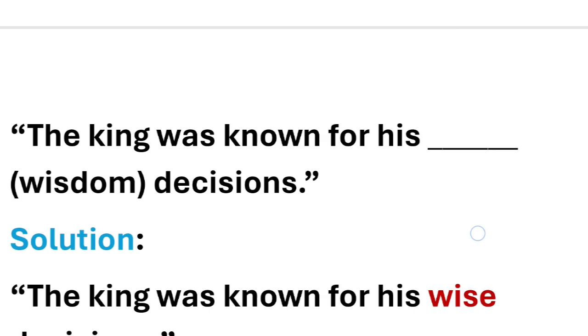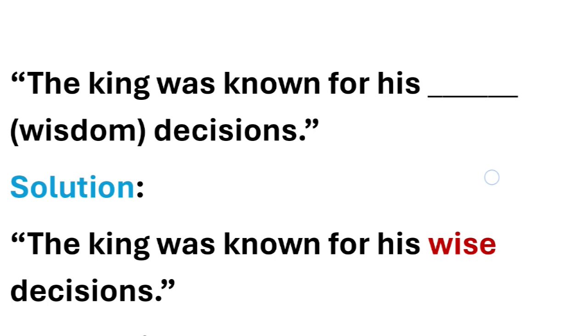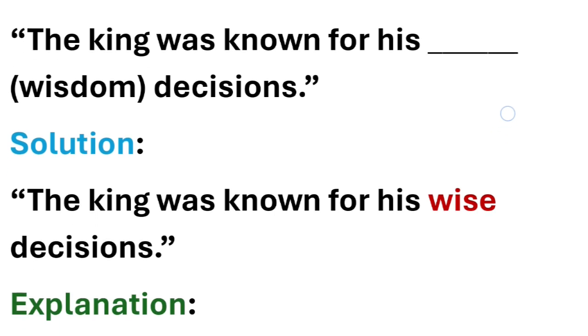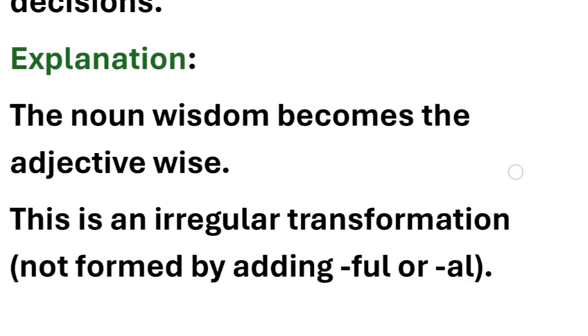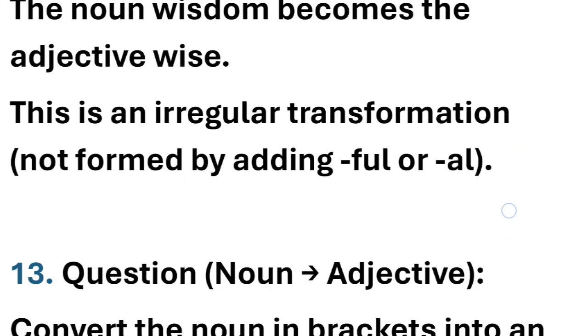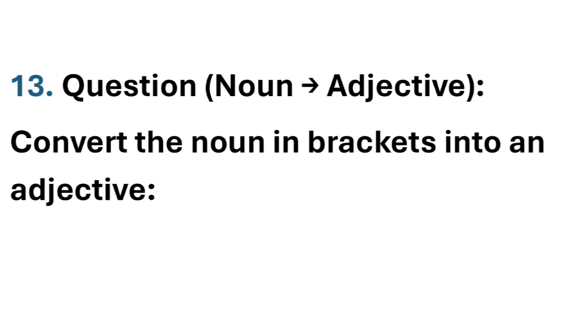Now fill in the blank using the adjective form. The question has come on your screen. The king was known for his dash decision, with the noun wisdom given. So wisdom is noun, you have to make adjective and it will become wise. The king was known for his wise decision. Now you have to remember it has become wise. We did not use any suffix to it. The noun wisdom becomes the adjective wise. This is an example of irregular transformation, always remember. Not formed by adding ful or al in the end as suffix. We haven't added anything as such. We have used a different word for it because it is irregular kind of example.